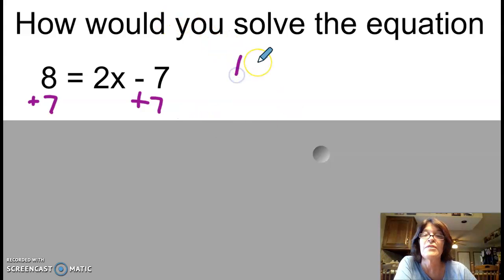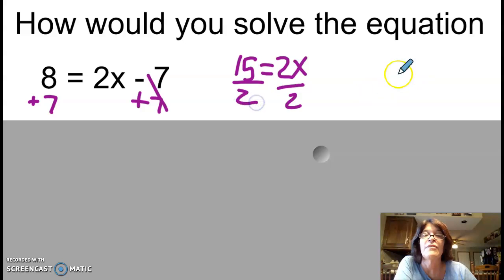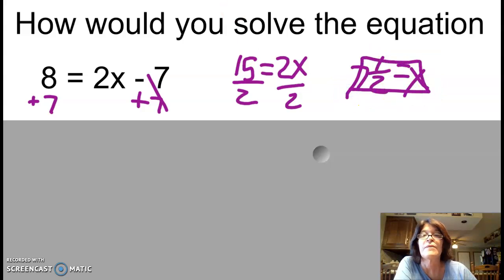We end up with 15 equals 2x, okay? When I added 7 to the -7, that went away. I added 7 to 8, I got 15. Divide by 2, and half of 15 is 7.5. So I get 7.5 equals x. Great. One answer, right? Just one answer.